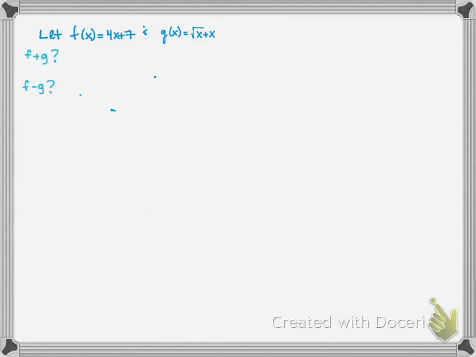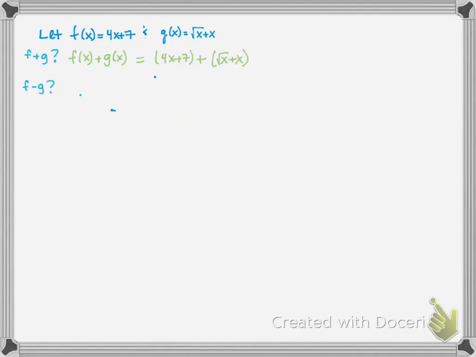So if f of x equals 4x plus 7 and g of x represents the equation square root of x plus x, what is f plus g and f minus g? Okay, so f plus g is the same as f of x plus g of x. So all I do is take my 4x plus 7 and add to it the entire square root of x plus x. The reason I use parentheses is because if I had a minus sign here, it would have to subtract from both of them. So we're going to go ahead and practice putting it with parentheses.